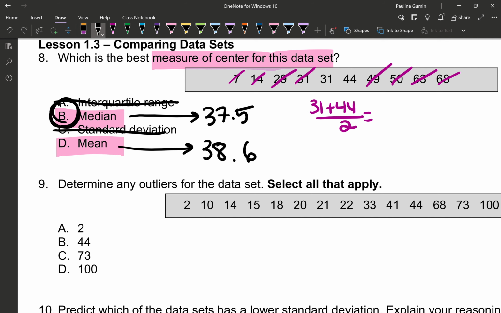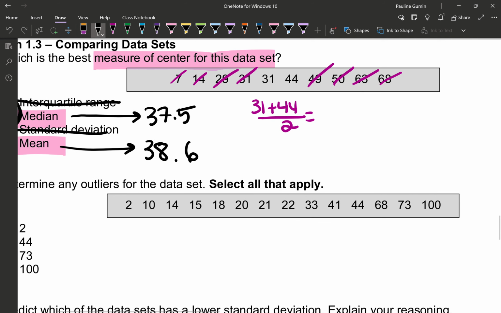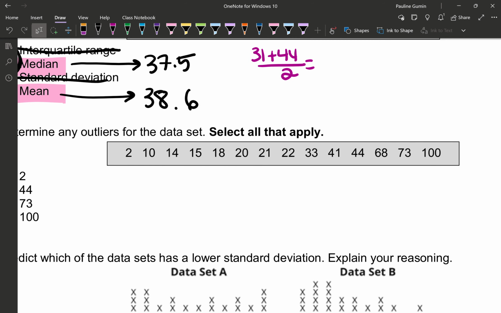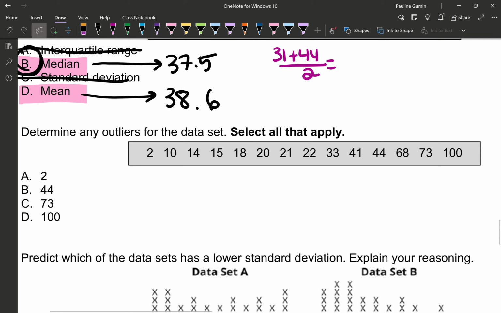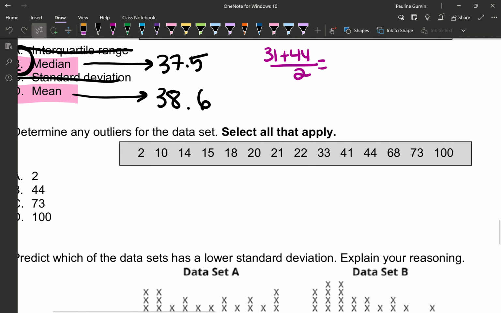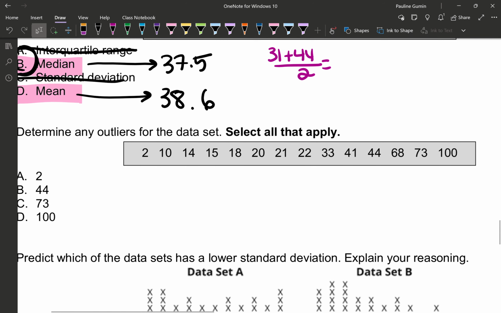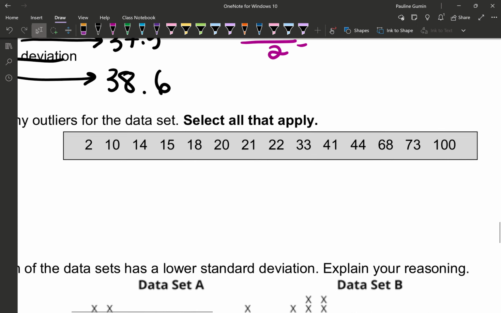Number 9, determine any outliers for the set of data. So select all that apply. I said select all that apply because there could be more than 1. Maybe it's obvious to you which one or ones to pick. But if it's not obvious to you, let's do the formulas. In order to do the formulas, we need to find Q1, Q3, and the IQR.